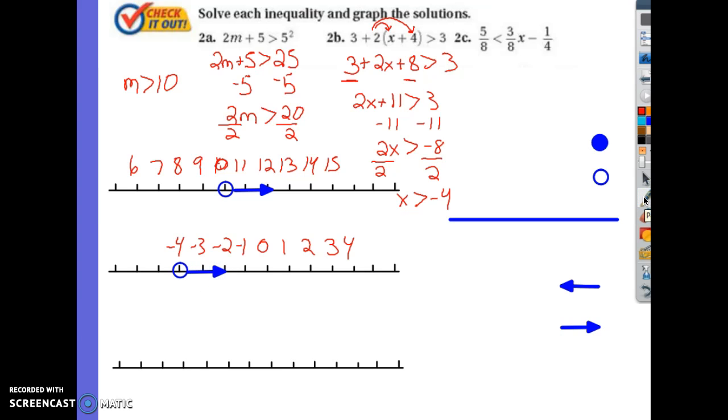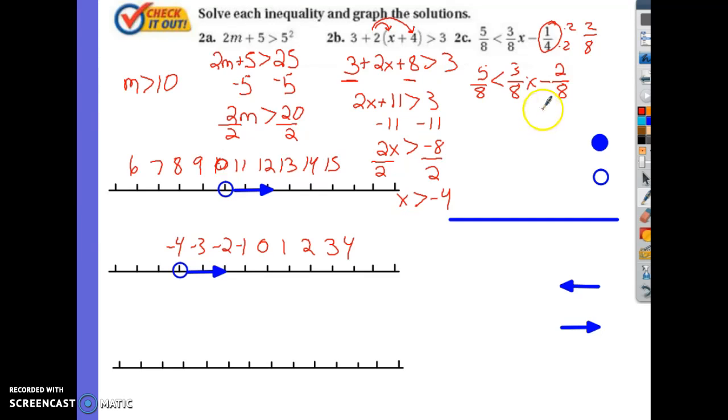Okay, I know how much you all love fractions, so we're going to do some fractions over here. The first thing I'm going to do is change this 1/4 to a common denominator so that I can work with it easier. So I'm going to do 5/8 is less than 3/8 x minus 2/8. I got that by just multiplying by 1, so 2 over 2 is 1, and that got me 2/8.